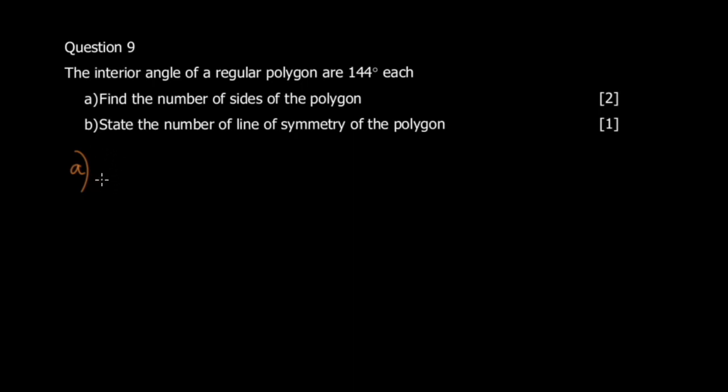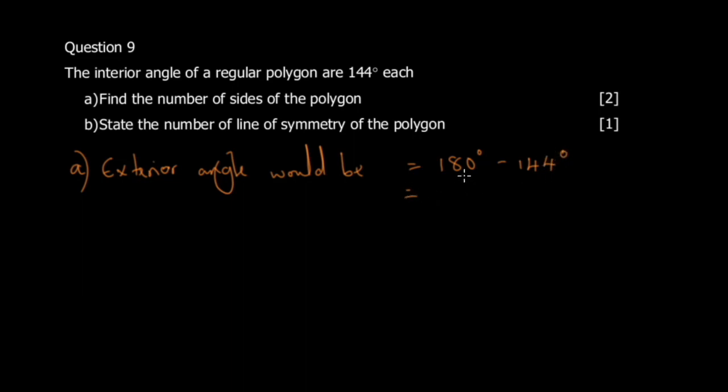The easiest one would be, of course, to find the exterior angle first. So the exterior angle, for a regular polygon, would be 180 minus the interior angle, which is 144 degrees. So here you actually get 36 degrees.